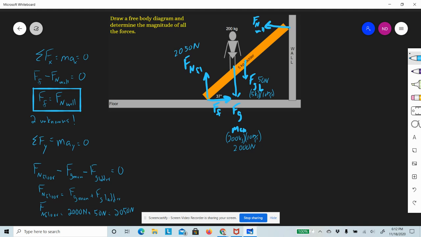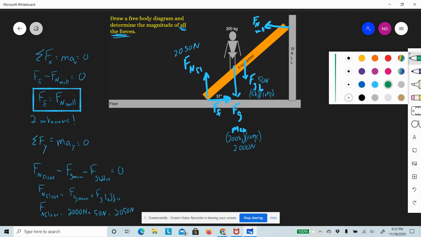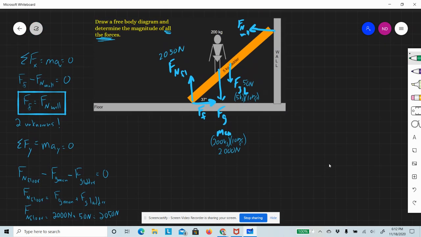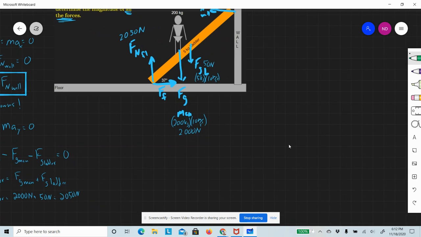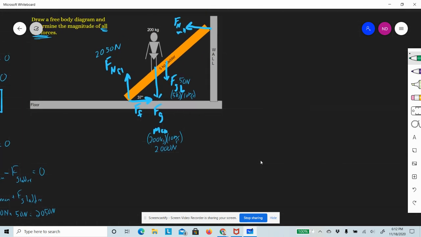But we can't find all the forces because we have 2 unknowns. So it seems like we're stuck, unless you go to the sum of the torques. If you go to the sum of the torques, we can look at these 5 forces. We'll call this force 1, this force 2, this force 3, this could be force 4, and this could be force 5.